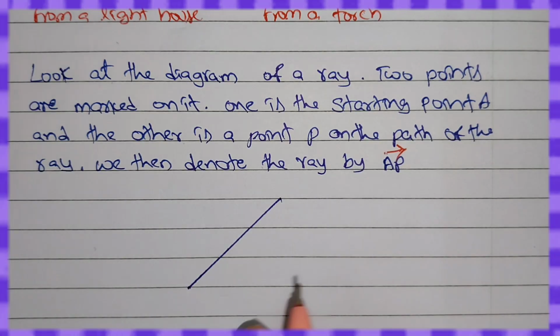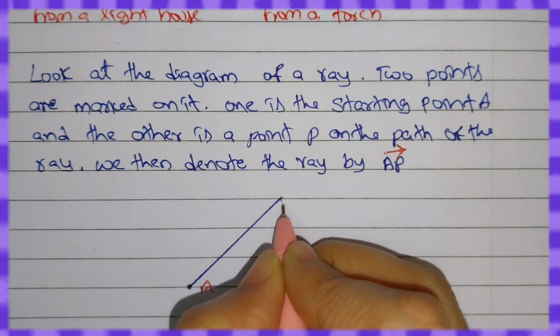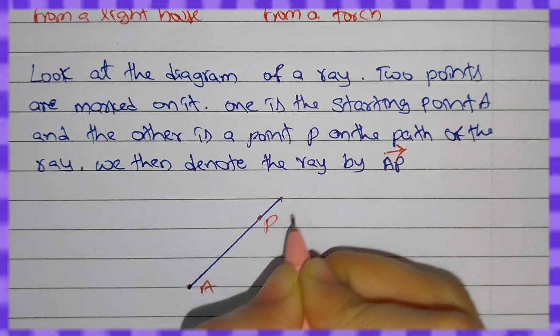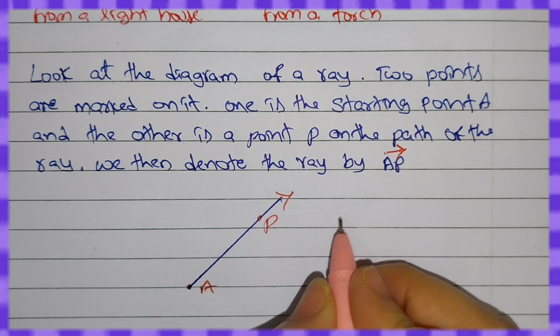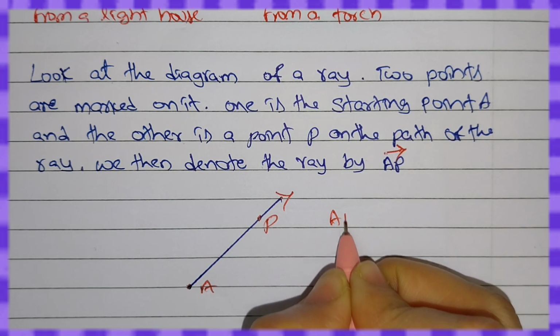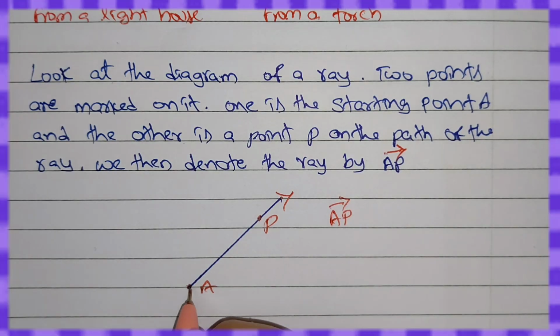Look at the diagram of a ray. 2 points are marked on it. One is the starting point A and the other is point P on the path of the ray. We then denote the ray by AP. Here I have shown it in the diagram.